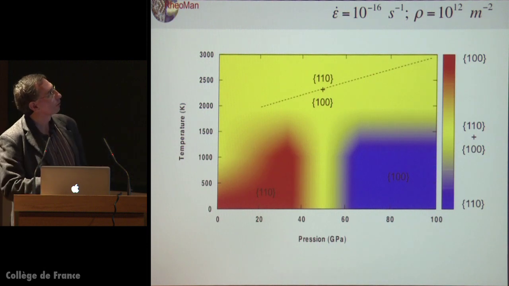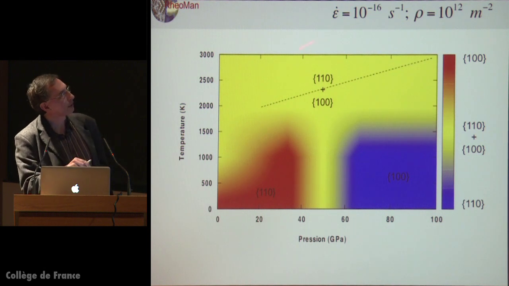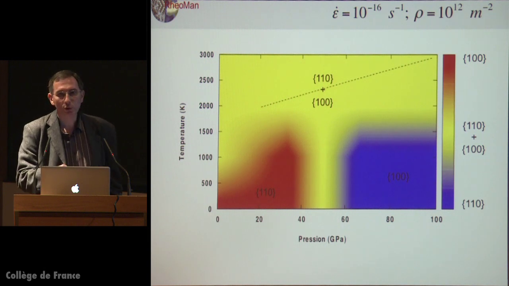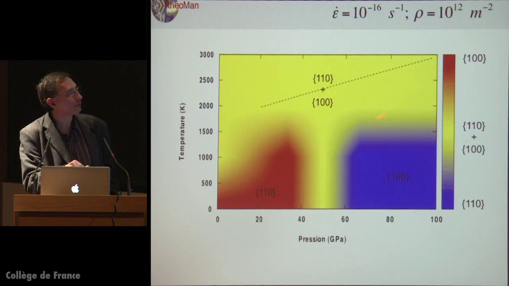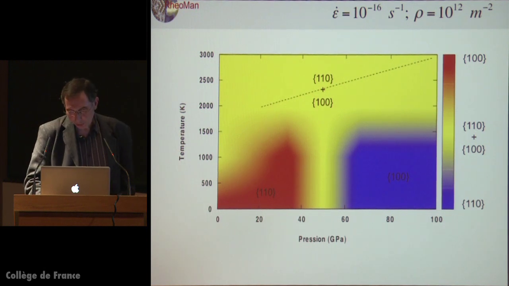And so doing that, I will explain later how we got the temperature, but we can plot for pressure relevant of the mantle, there's the various regions where one or the other deformation mechanism is active. Okay, so this is what we did on MgO.